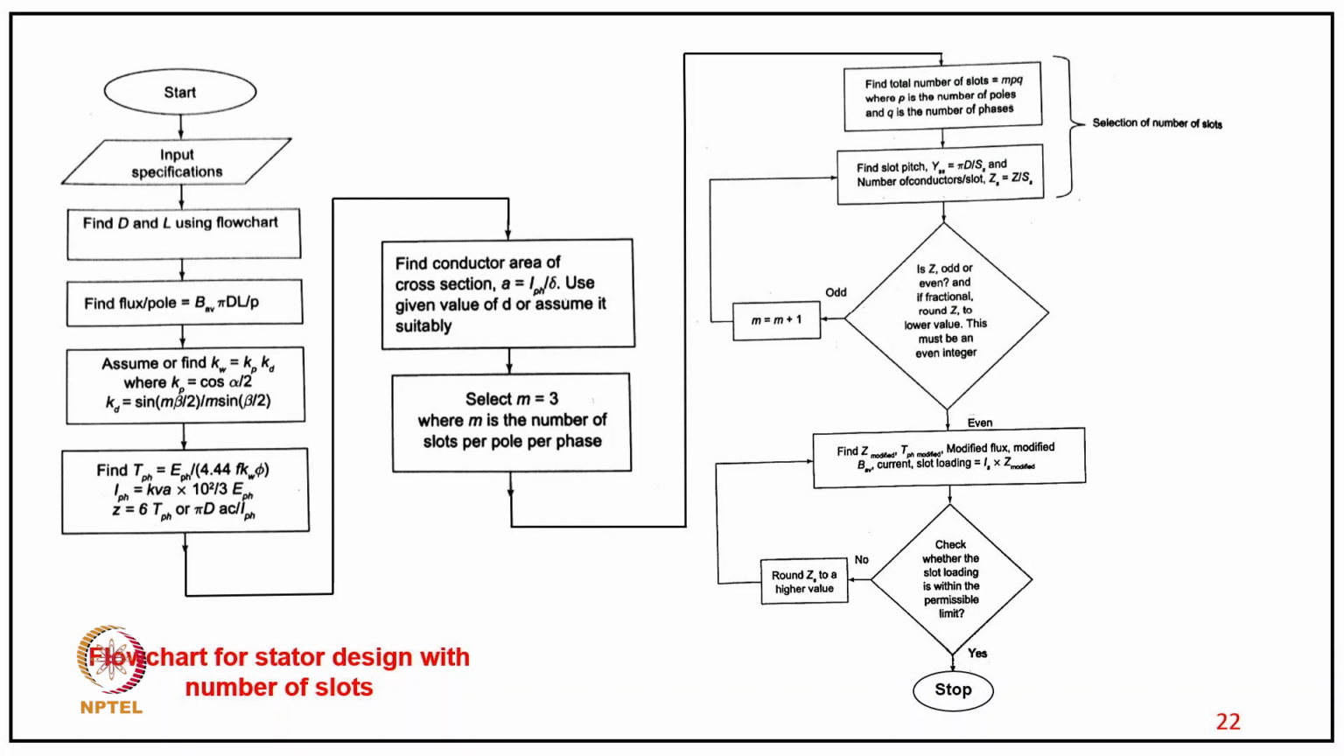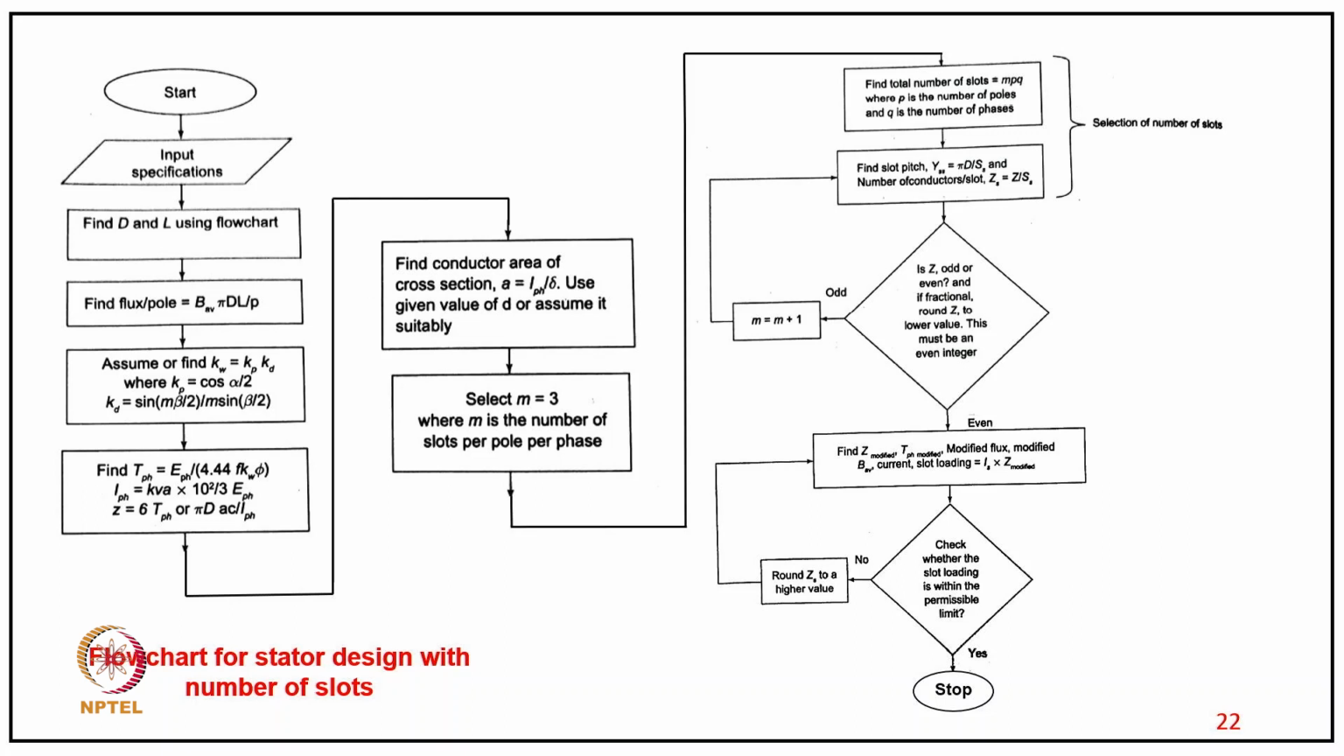So with the start input specification, find D and L using the flow chart. Find flux per pole, B average pi D upon P, pi DL upon P. Assume or find KW equal to KD into KP, where KP equal to cos alpha by 2 and KD equal to cosine M beta by 2 divided by M sin beta by 2. Find TPH equal to EPH divided by 4.44 F KW pi, IPH equal to KVA into 10 power 3 divided by 3 phase, and Z equal to 6 TPH or pi DL AC divided by IPH. Then find the conductor cross section area A equal to IPH upon delta. Use the given value of delta or assume it suitably.